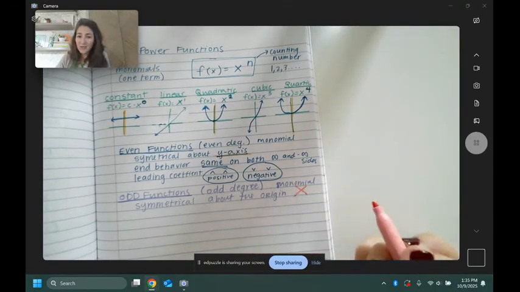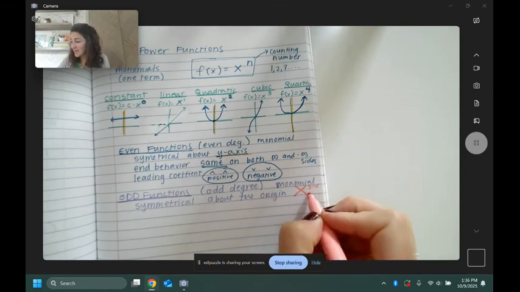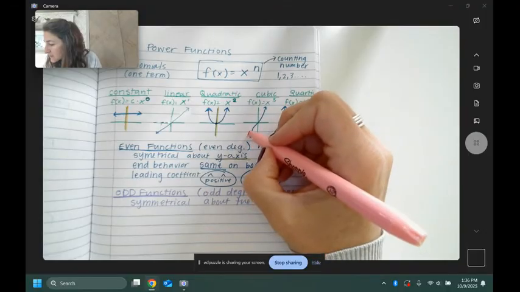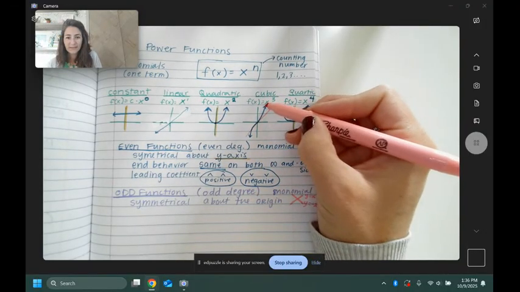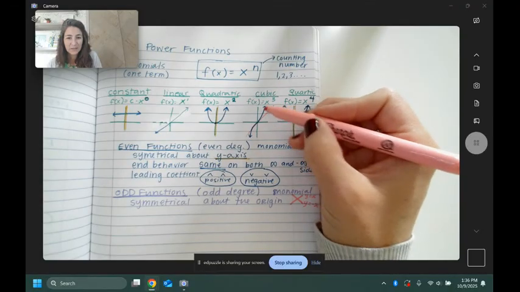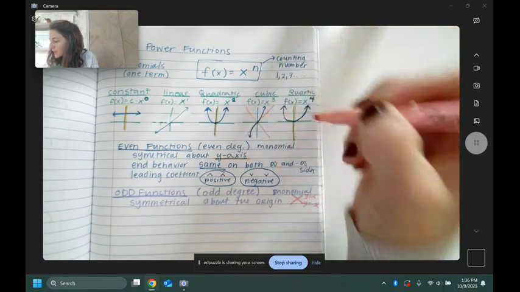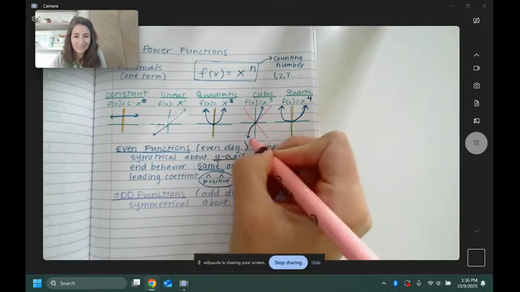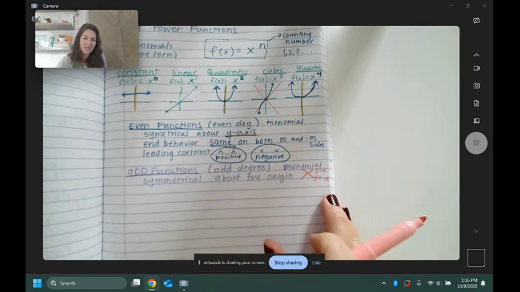It's going to reflect over two lines, like the y equals x line and the y equals negative x line, to flip over and do the other side. So for example, this graph, if I flip it over this way, then this tail, this side will be down here. And then if I flip it again in this direction, that's what's going to flip it over to this side. So if it's symmetrical about the origin, it's doing both reflections.